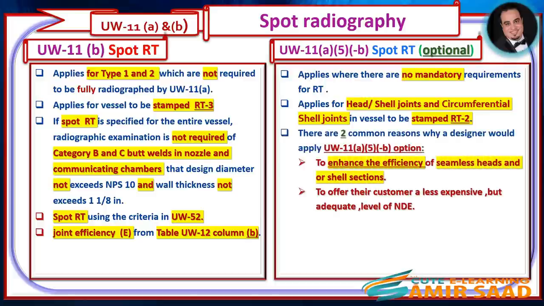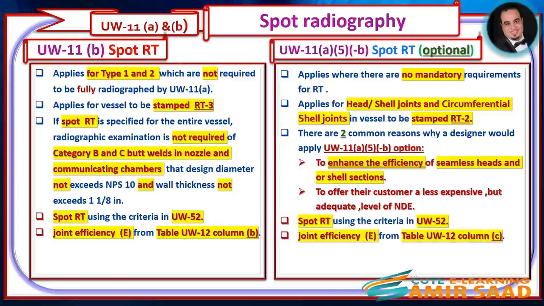There are two common reasons why a designer would apply the UW-11(a)(5)(b) option. To enhance the efficiency of seamless heads and or shell sections. To offer their customer a less expensive, but adequate, level of NDE. Spot RT using the criteria in UW-52. Joint efficiency E from table UW-12 column C.